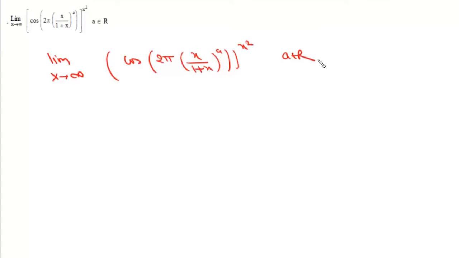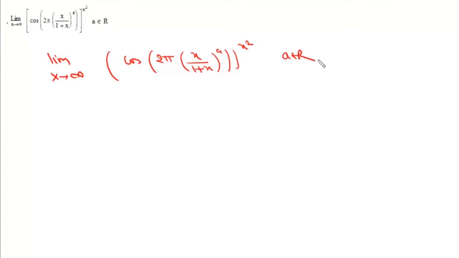Now here the question is, we need to find the limit as x tends to infinity of (cos 2 pi x upon (1 plus x) to the power a) whole to the power x square, if a belongs to R.